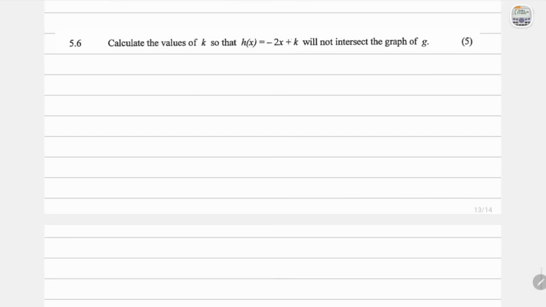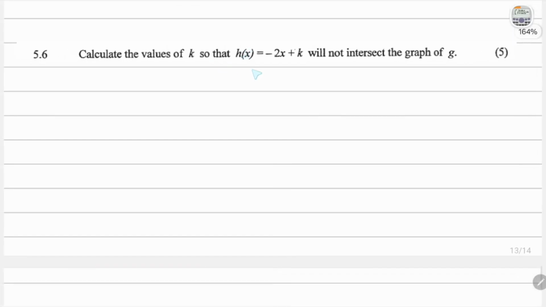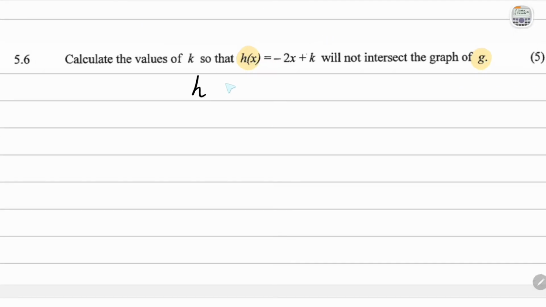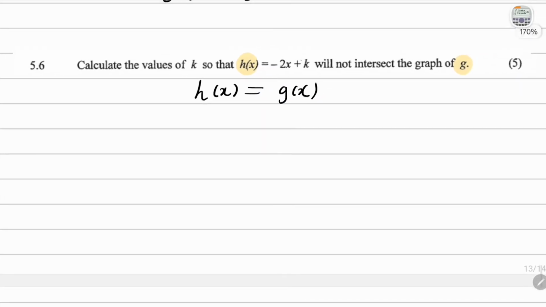Question 5.6 says, calculate the values of k so that h of x is equal to -2x plus k will not intersect the graph of g. Okay, so we're just going to manipulate this equation. Okay, so we're looking at h of x and g of x, and they need to not intersect. So it's like trying to ensure that they do not intersect, so they're not equal, but we'll make them intersect first and then manipulate them so that they should not intersect.